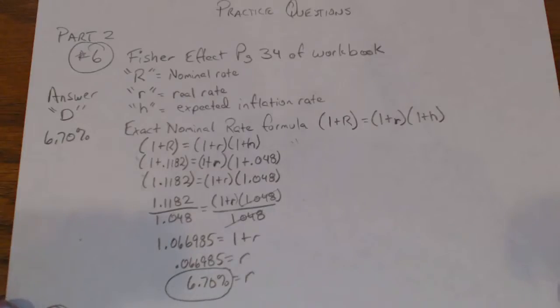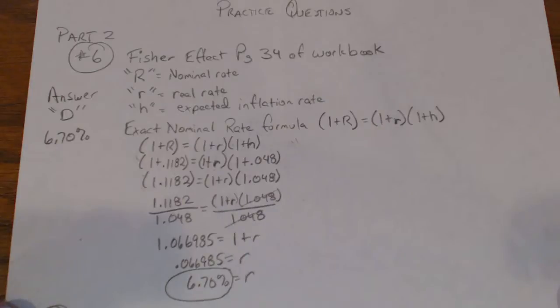Okay, this is practice problems part 2, problem number 6. It basically says last year you earned 11.82% in your investments. During that period of time, inflation averaged 4.8%. What was your real rate of return using the Fisher effect, Fisher formula?